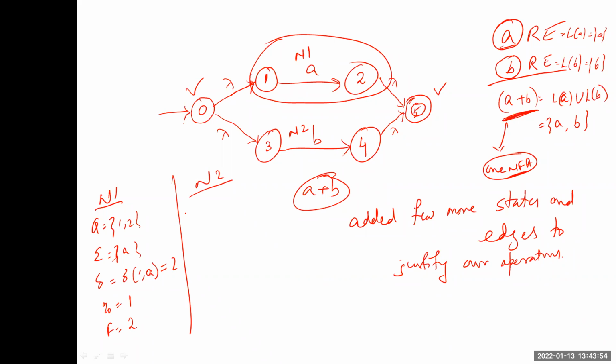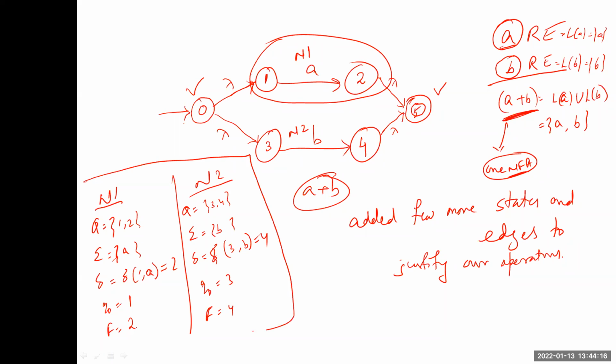Again, for NFA 2, Q is 3, 4. Sigma is B. Delta of 3, B equals 4. Then Q naught is 3. F is 4. Now this is the existing two elements with which we have not made any change.